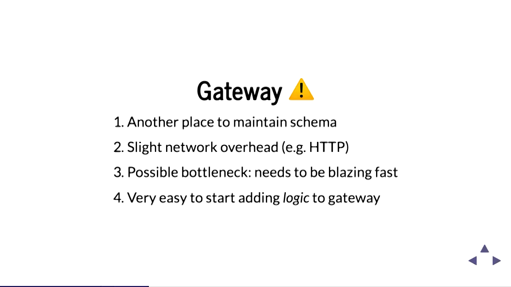But there are some things we have to consider. First of all, the gateway, which will be a separate component in our architecture, is another place where you have to maintain the schema. Ideally, there should be only one place to have the schema defined. Moreover, there will be a slight network overhead. Assuming that your gateway and your services live in the same network infrastructure, this will be just a couple of milliseconds. But if you multiply that by tens of thousands of users, then it quickly adds up.